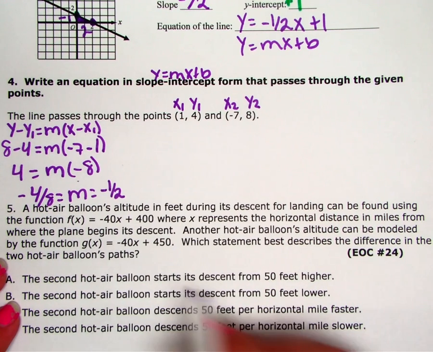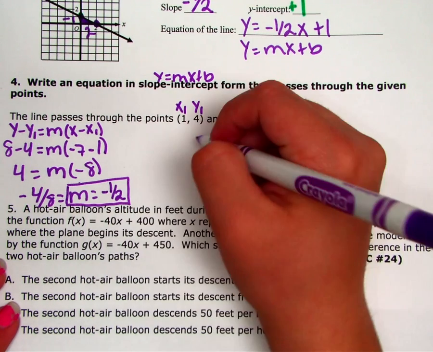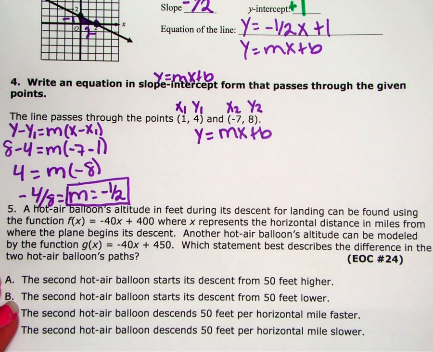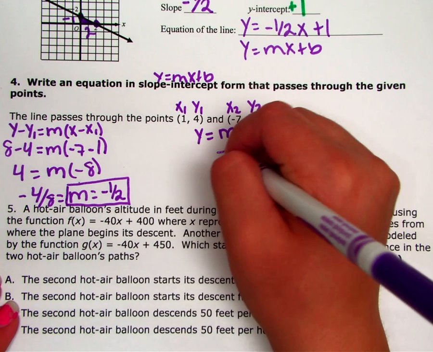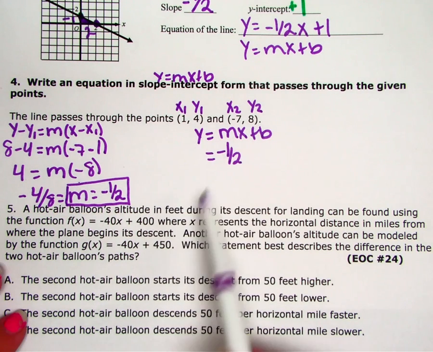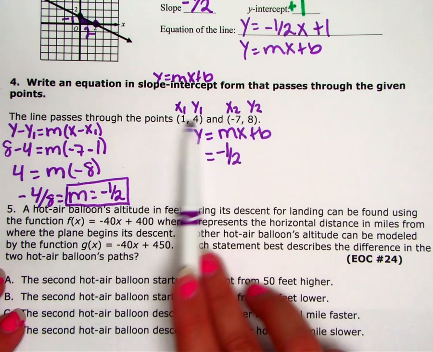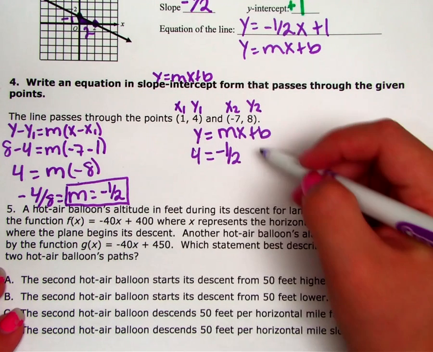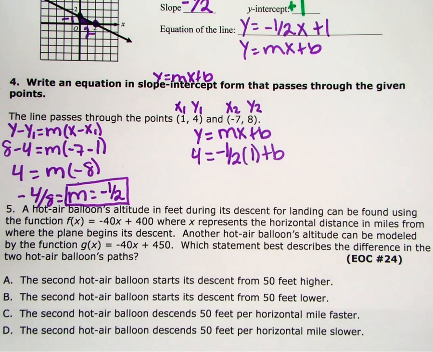Alright, now that I have my slope, and it's reduced, I'm going to go ahead and plug that into my y equals mx plus b, my slope-intercept form. I'm going to plug in my slope first, which is negative 1/2. And I get to pick whichever point I want for my y and my x. I'm going to go ahead and pick this point right here, only because both numbers are positive, and it's easier to work with positive numbers. So the 4 goes for the y, and my x is going to be the 1. We don't know the y-intercept, so I'm going to leave that as plus b.